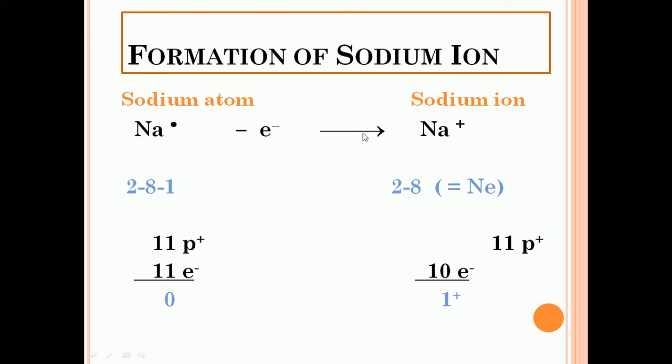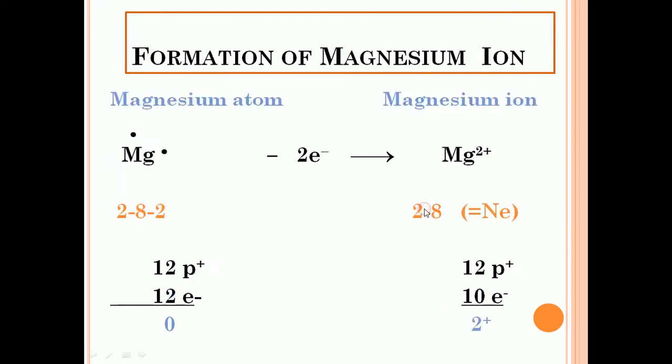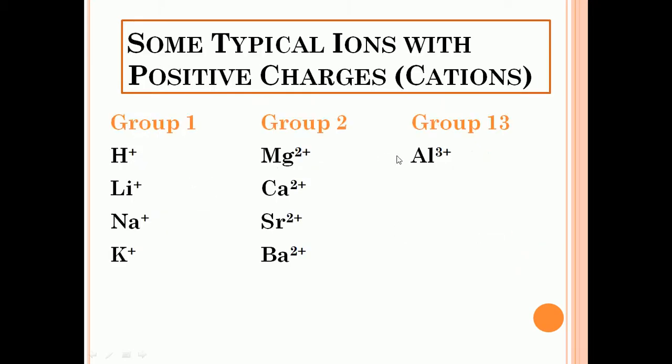This 1 electron is lost by the atom to attain a stable electronic configuration, and it acquires a positive charge, known as the sodium ion. Formation of magnesium ion: in a similar way, magnesium has atomic number 12, and the distribution of electrons is 2, 8, 2. It donates 2 electrons for stability and acquires a double positive charge. Similarly, aluminium also shows the same.